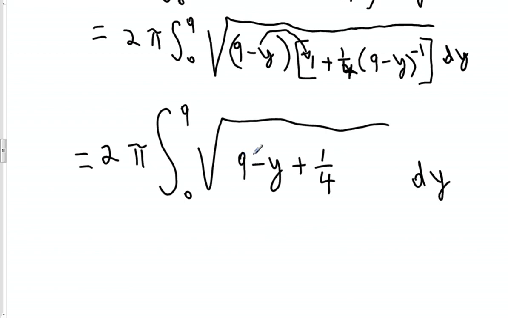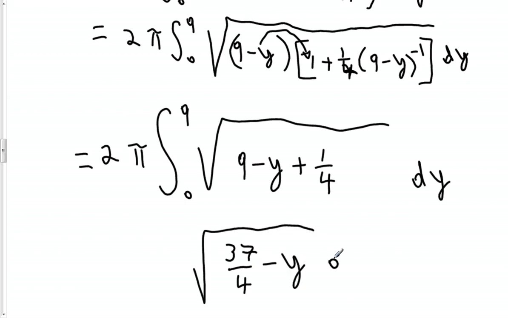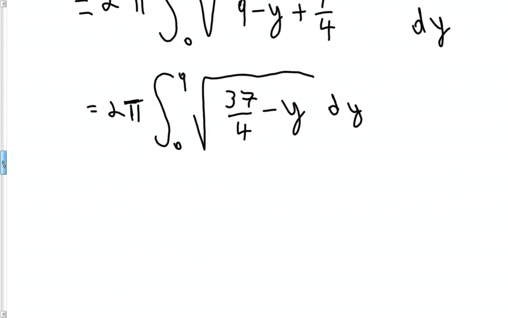Okay, so 9 minus y plus 1/4. Well, we can combine the 9 and the 1/4. 9 is actually 36 over 4. 36 over 4 plus 1 is 37 over 4. So 37 over 4 minus y. We still have the square root, still doing the integral with respect to y, and we're still going from 0 to 9, and we still have the factor of 2 pi in the front. All right, so we have this expression. Now we can actually do our integral here.